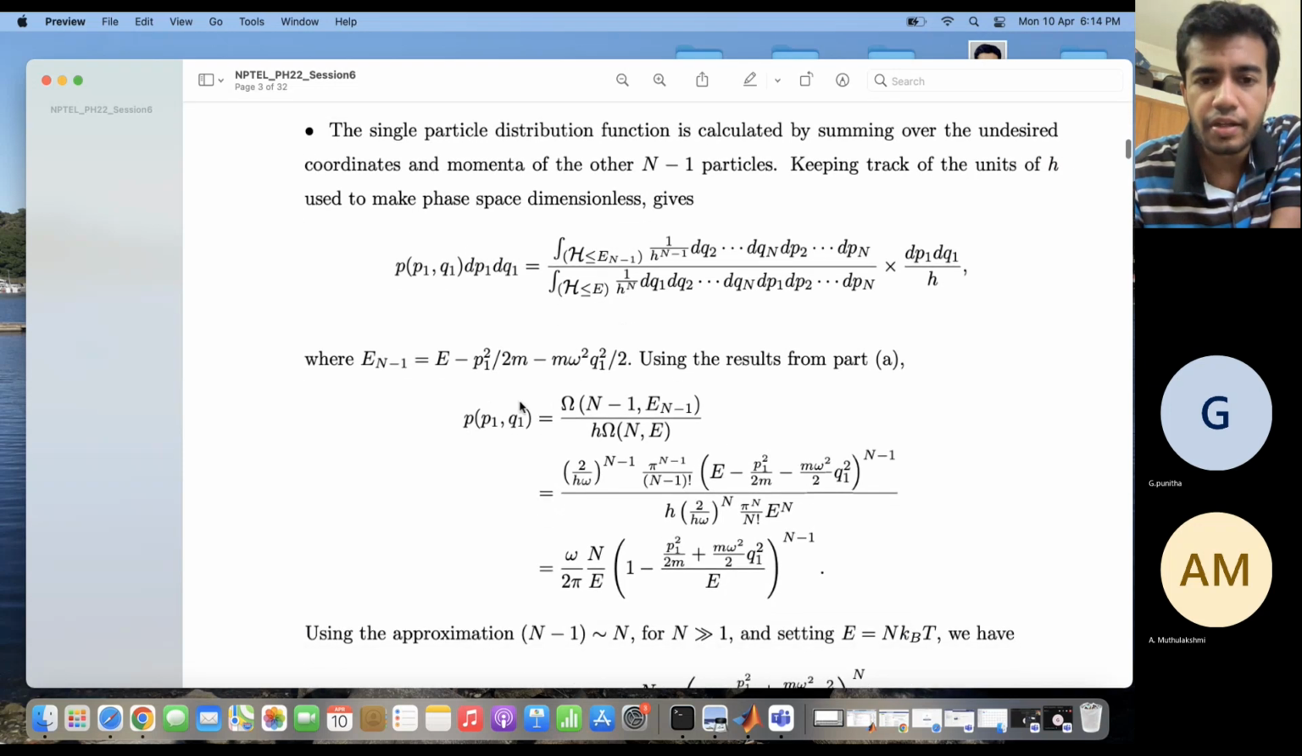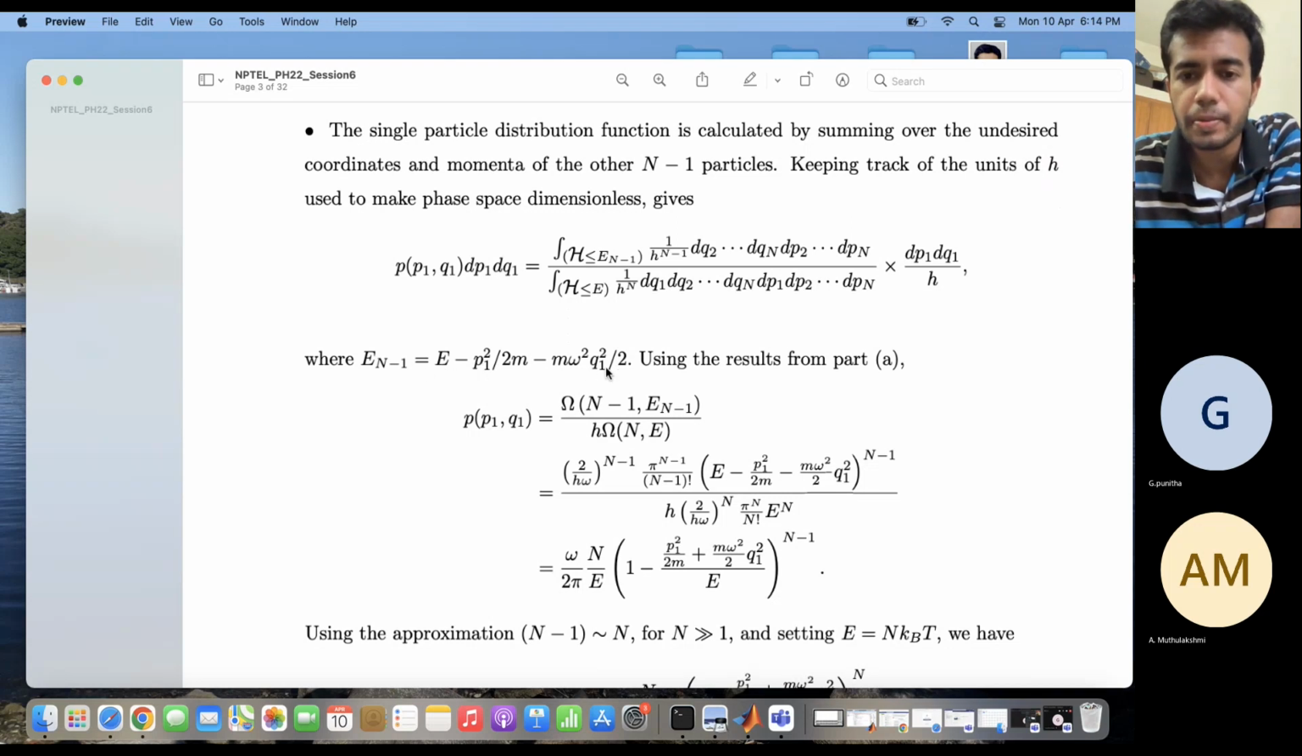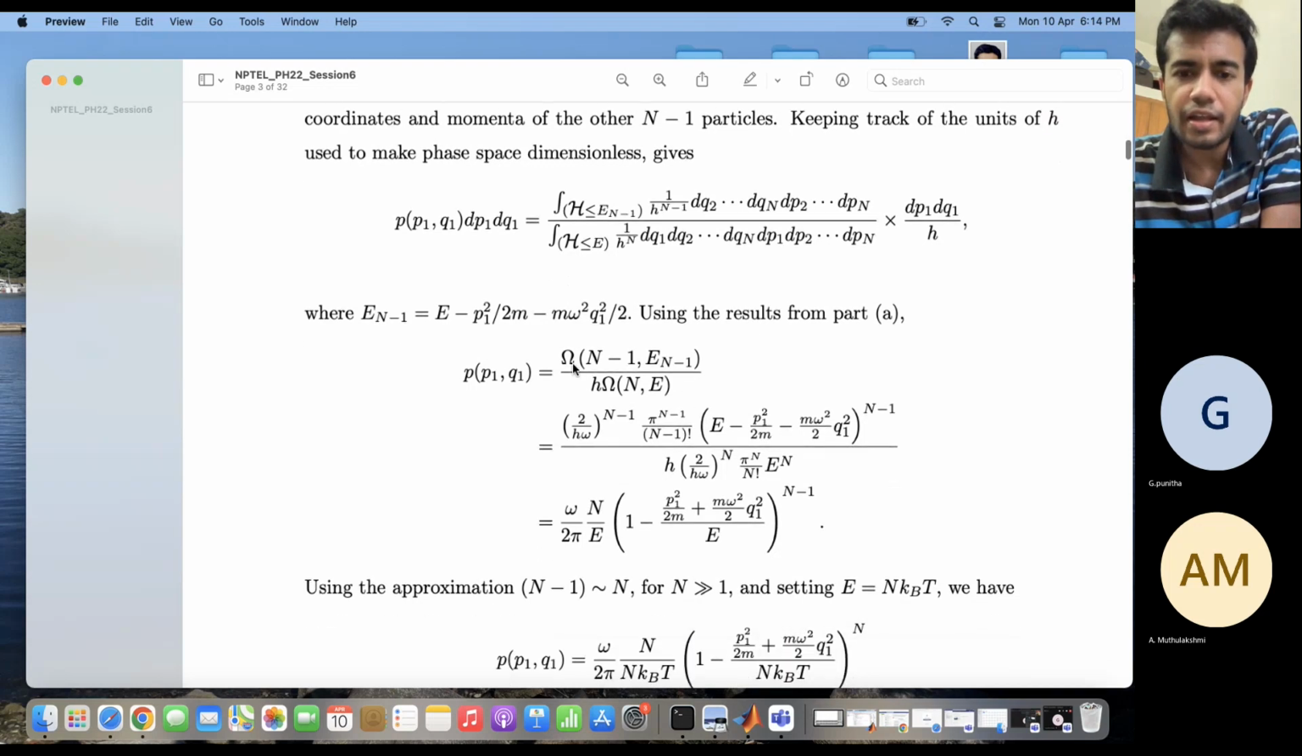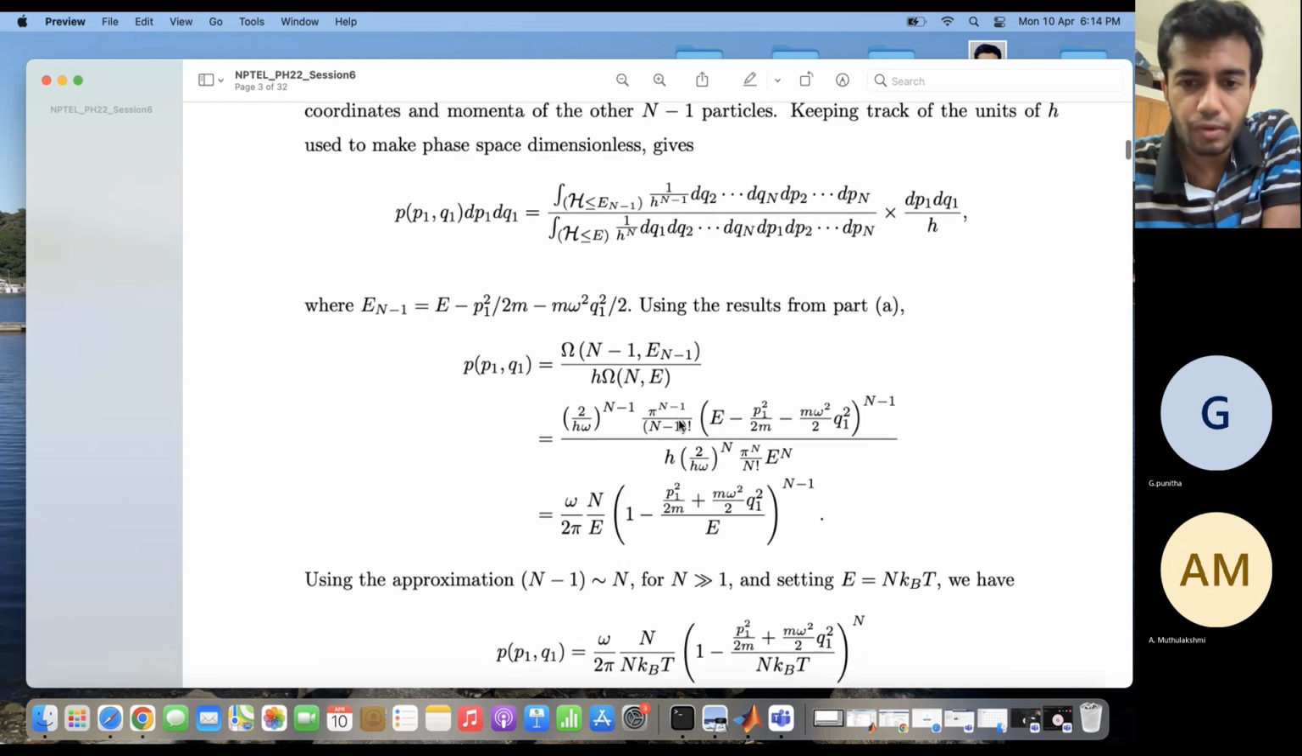So this can be then written in terms of this quantity where omega of N minus 1, E_{N-1} denotes the total number of microstates that can be formed with N minus 1 oscillators having energy E_{N-1}, where E_{N-1} is basically the total energy minus the energy of the oscillator denoted by p1 and q1. Okay, so this is E minus p1 square by 2m minus m omega square q1 square by 2. And then I divide this expression by h times omega_N(E).